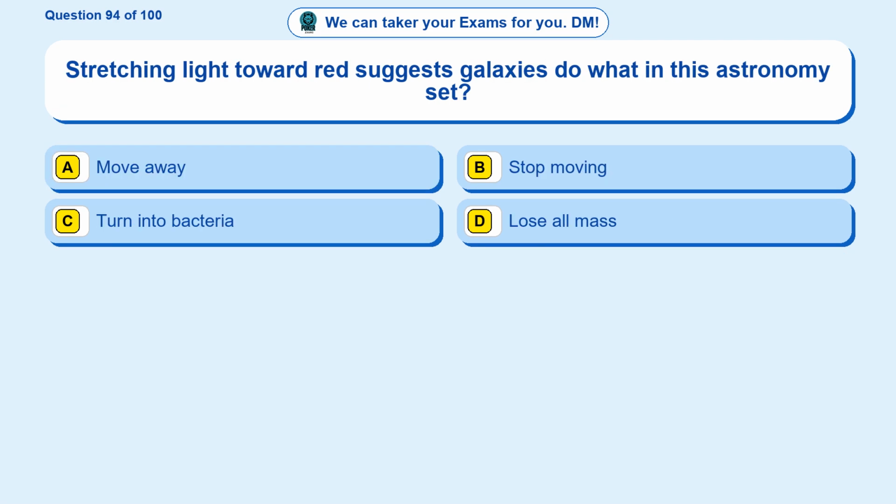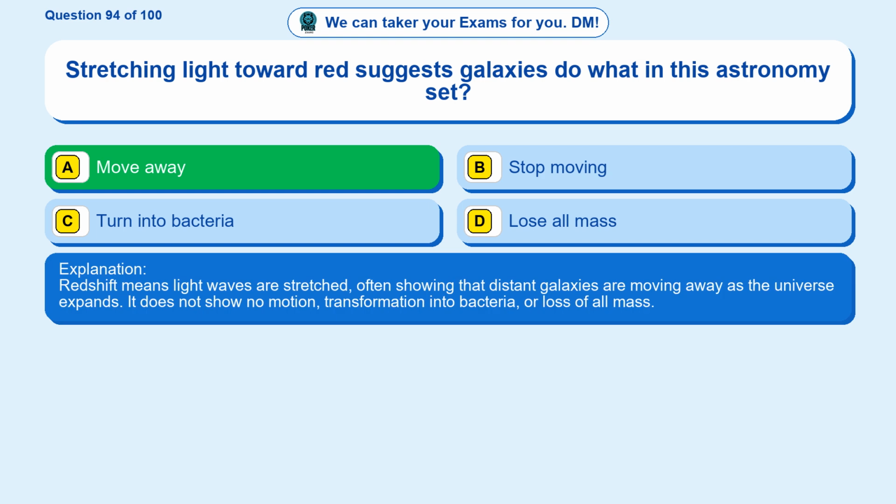Question 94. Stretching light toward red suggests galaxies do what in this astronomy set? Option A, move away. Option B, stop moving. Option C, turn into bacteria. Option D, lose all mass. The correct answer is option A. Move away. Redshift means light waves are stretched, often showing that distant galaxies are moving away as the universe expands. It does not show no motion, transformation into bacteria, or loss of all mass.